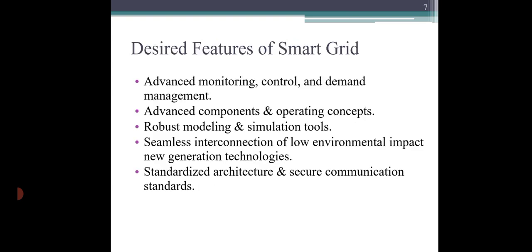Desired features of a smart grid. In this, advanced monitoring, control and demand management, advanced components and operating concepts, robust modeling and simulation tools, seamless interconnection of low environmental impact new generation technologies, standardized architecture and secure communication standards.